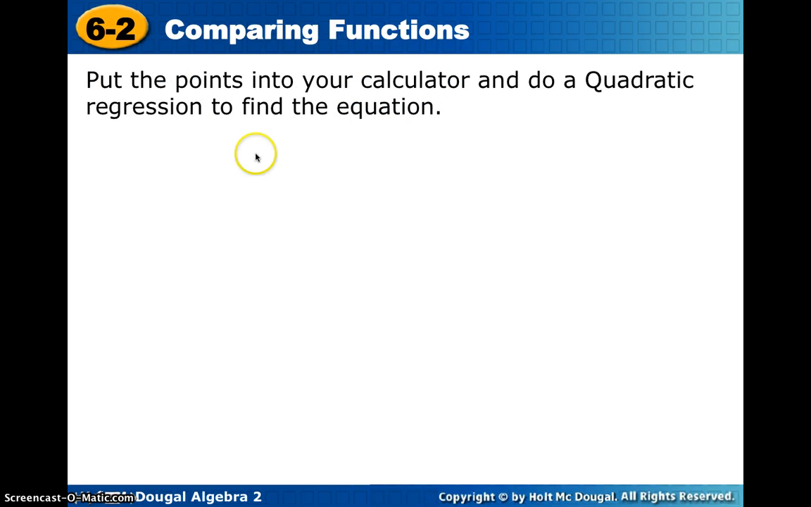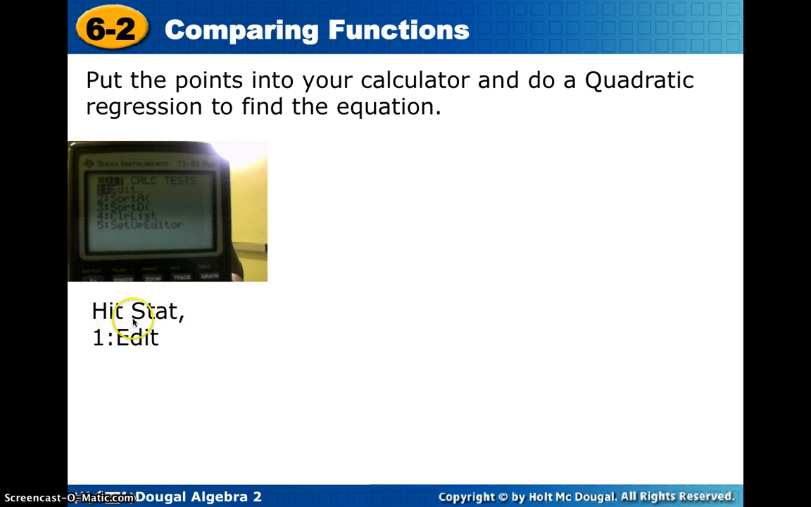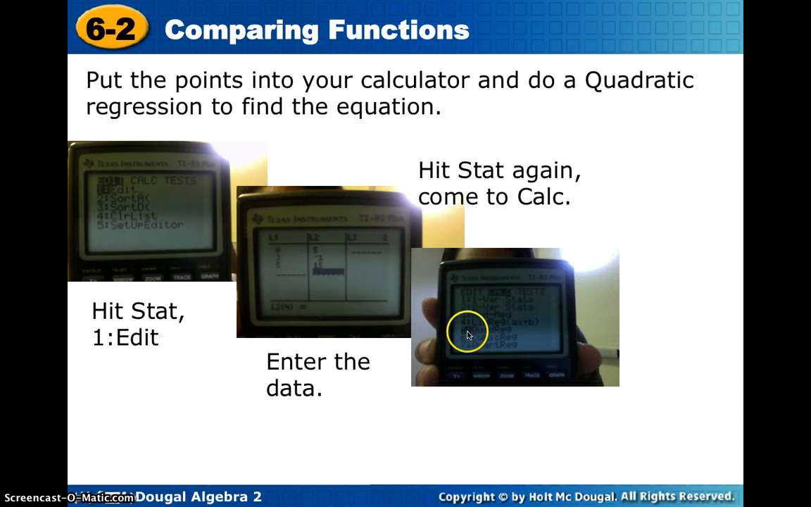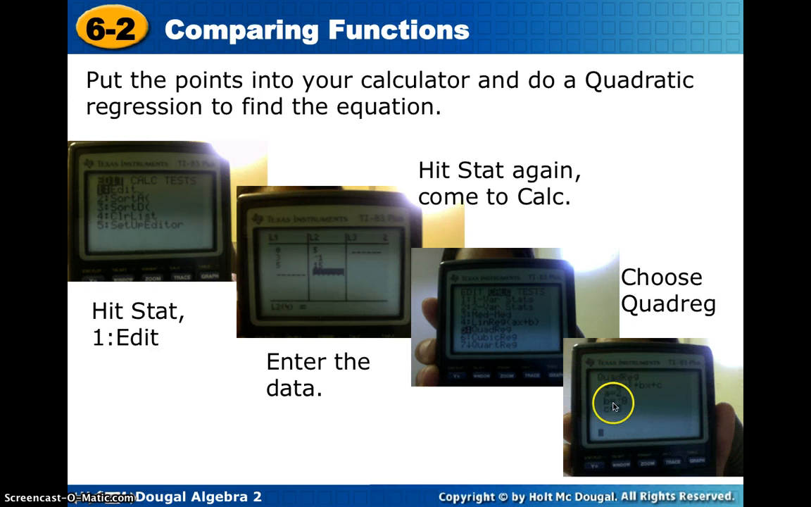So, what we're going to do is put these points into our calculator and do a quadratic regression to find the equation. So, you're going to take your calculator, push stat, and number 1 is edit. Then you're going to put the data into your list 1 and list 2 for your x and y values, and then you hit stat again, and you come down to number 5, quadratic regression, and it gives you the values for the equation that will pass through these 3 points.